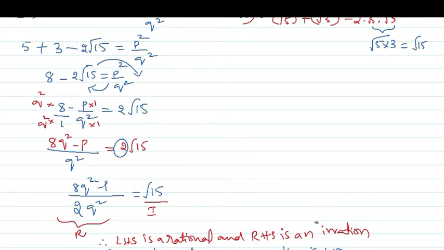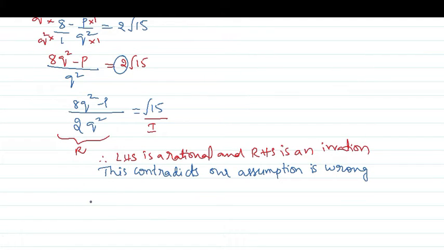So what is wrong? We assumed first that the number is a rational number. So this assumption is now wrong. So finally we can conclude that root 5 minus root 3 is an irrational number.